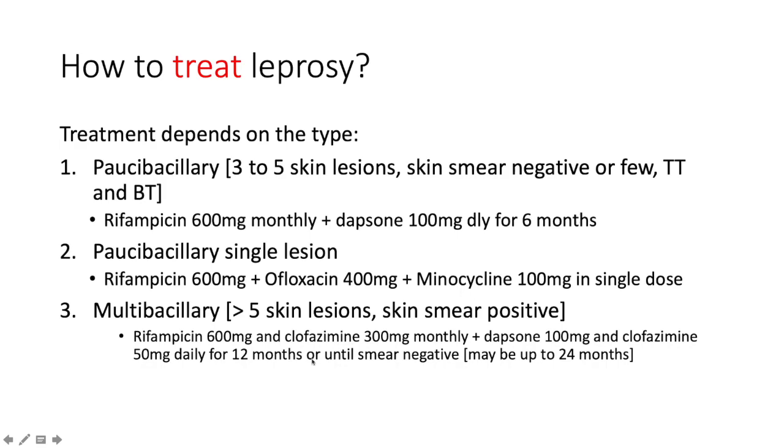But if you're dealing with multibacillary leprosy, where there are more than 5 skin lesions and the skin smear is positive, then you opt for rifampicin 600, clofazimine, our good friend, 300 milligrams monthly. Where did we see this? In the treatment of MDR TB. Dapsone 100 milligrams and clofazimine 50 milligrams daily for 12 months or until the skin smear is negative, which may take up to 24 months.